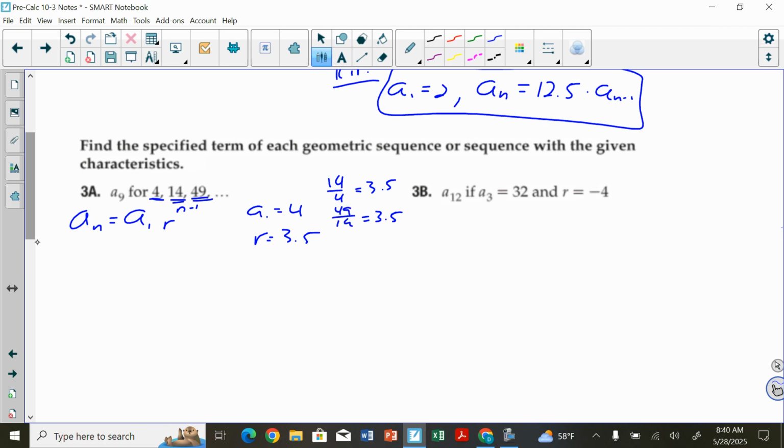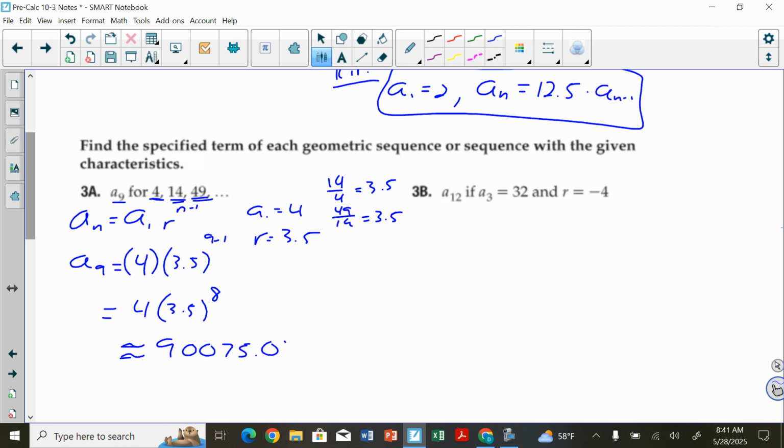Now I can plug it into the equation here. Since I'm trying to find a sub 9, I can say a sub 9 equals 4, that was a1, times 3.5 to the n minus 1, right? So the 9 minus 1 power. So essentially it's 4 times 3.5 to the 8th power, which when you calculate that out, comes to about 90,075.02. Okay. How about the next one? They want A12. Okay.